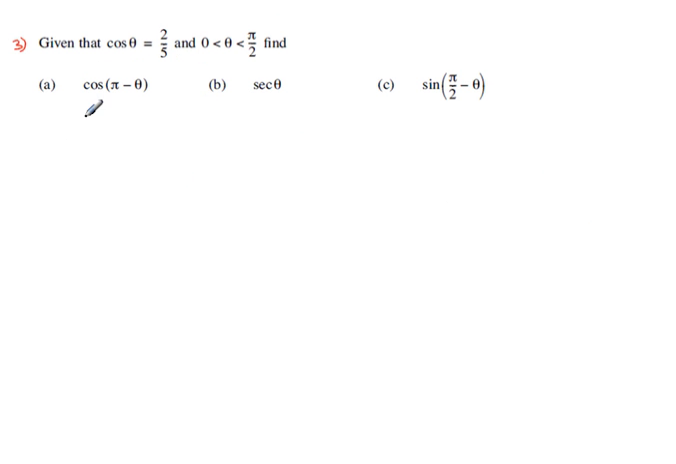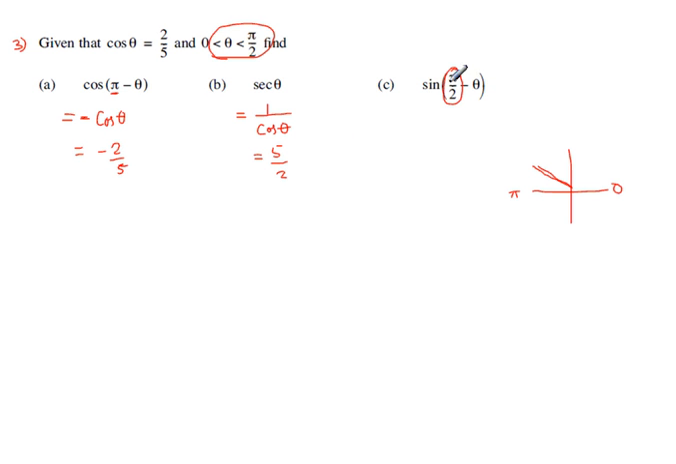Again, the same logic. Whenever pi comes in, cos remains cos. It's an acute angle. Which quadrant? If this is 0, this is pi. Pi minus theta will be in the second quadrant. Your cos will be negative. This is my main ratio. This will be minus 2 by 5. Sec is the reciprocal of cos. So here's the reciprocal of that.